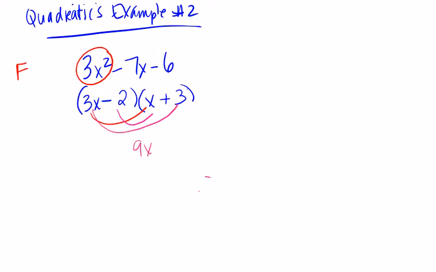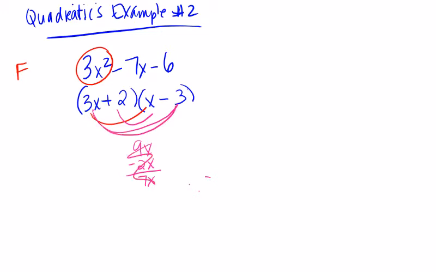We have 9x minus 2x, and that gives us a positive 7x. So we know that part isn't right. So we need to go back and get that to be negative. So we're going to try here and change our symbols to be this being positive and this negative. Then we're going to try this again.